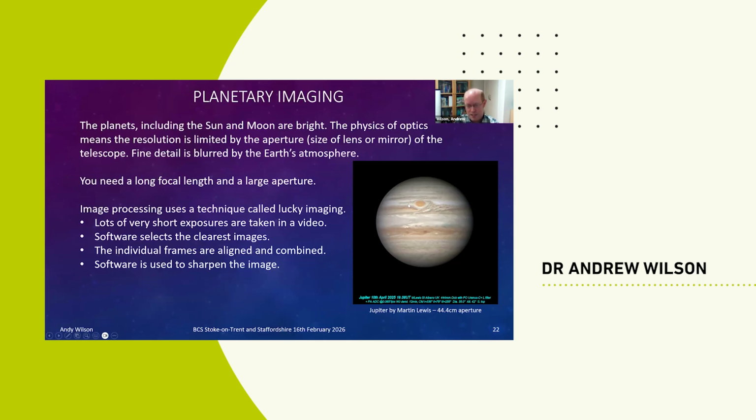This is by Martin Lewis using a 40 centimeter aperture telescope. If you were just looking through it, you'd see the Great Red Spot. You might just see a little bit of detail around, but you'd see none of this structure because it would all be blurred out by the motion in the atmosphere.